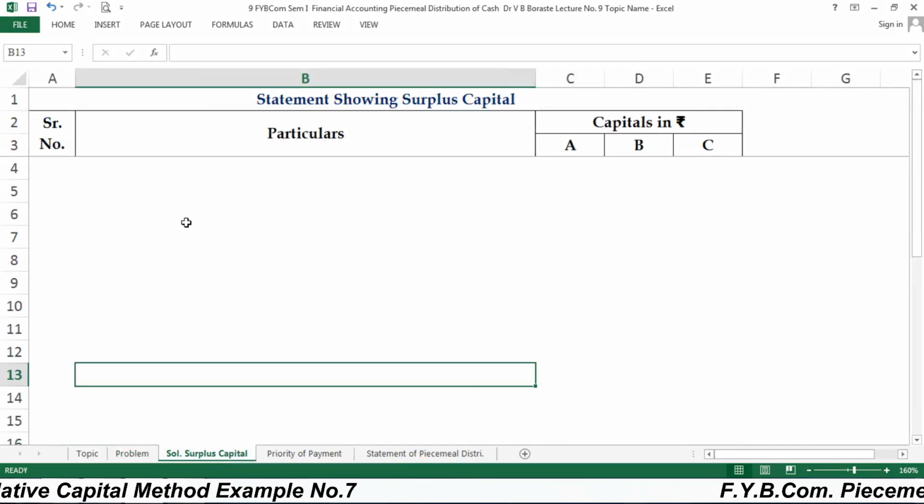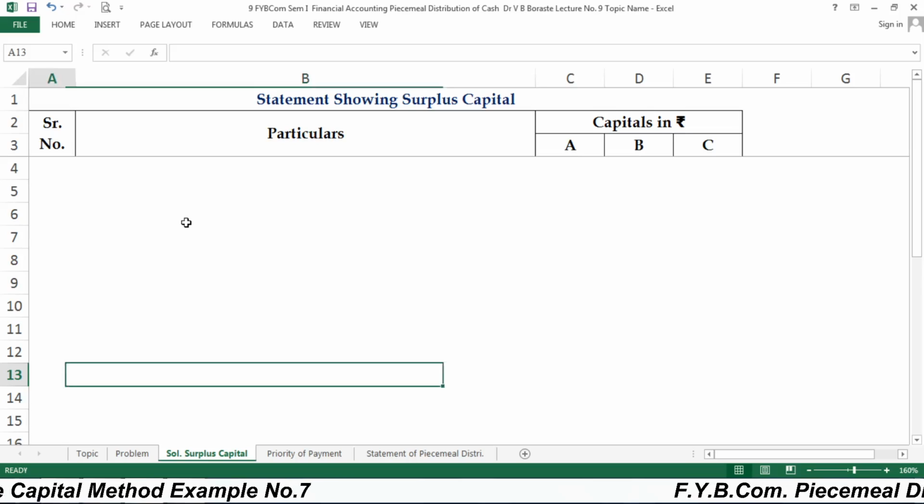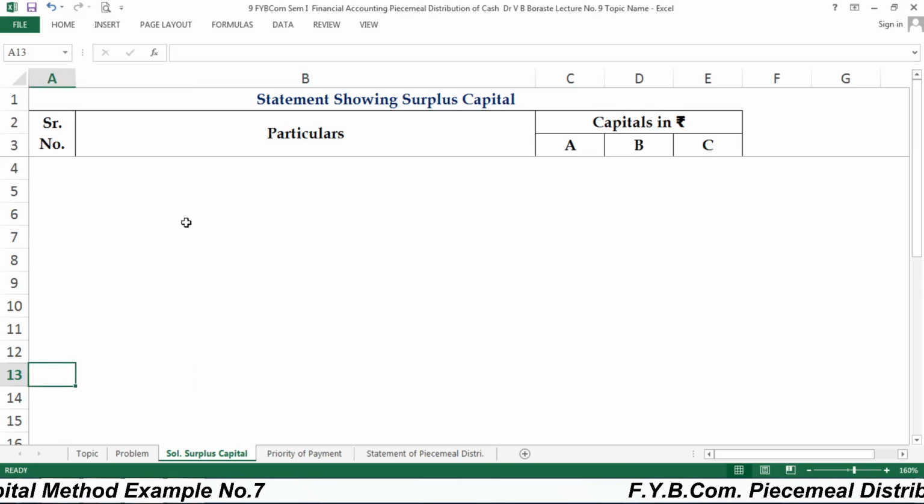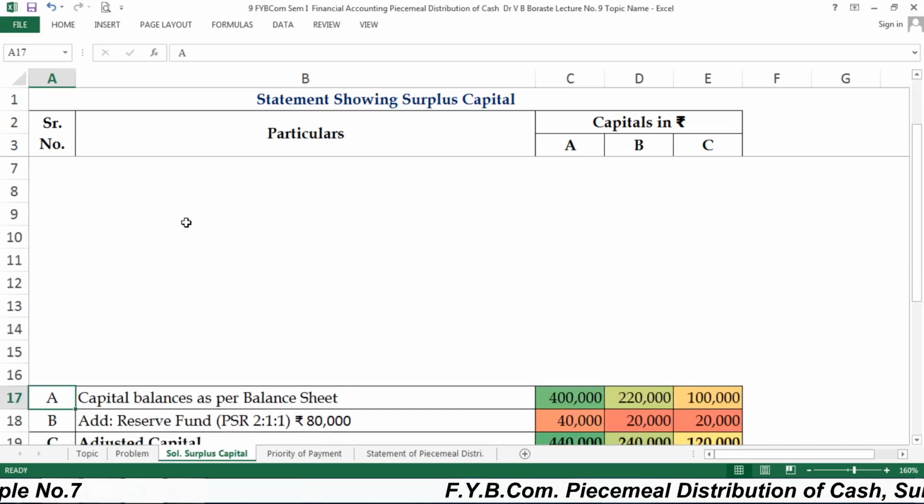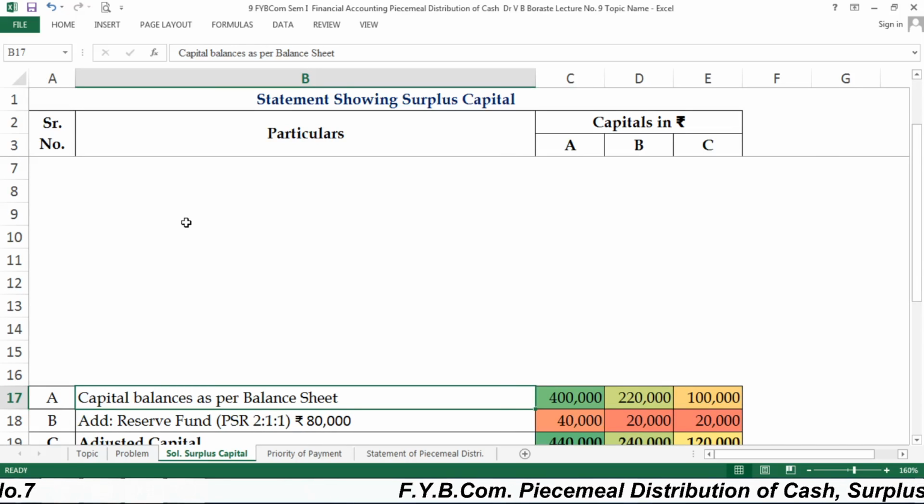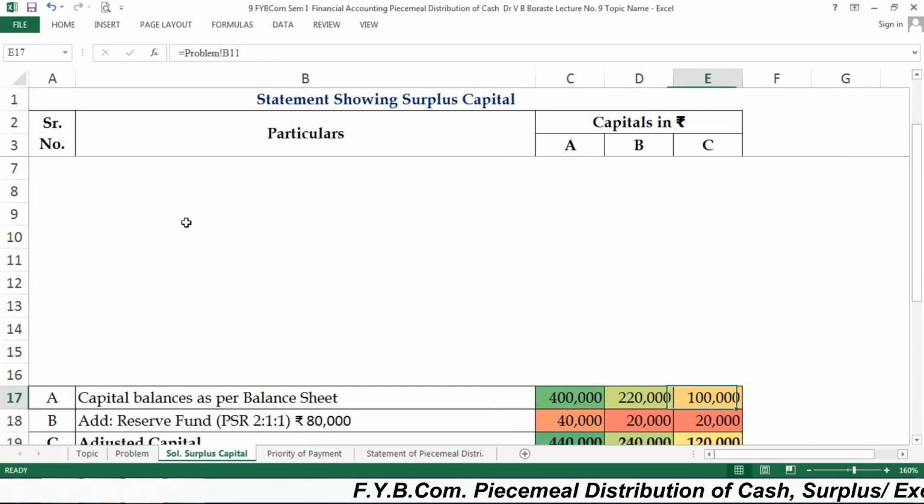So this is the statement showing surplus capital. For that, we have to prepare a 5 column statement, that is serial number, particulars, and capital of A, B, and C. First of all, you have to mention the balance of capital as per the balance sheet, that is 4 lakh, 2 lakh 20, and 1 lakh.